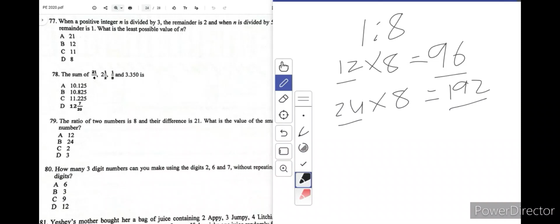Next we'll try with 2 into 8. 2 into 8 is equal to 16. Now the difference between 2 and 16 is not 21 again. So this is also not our answer.